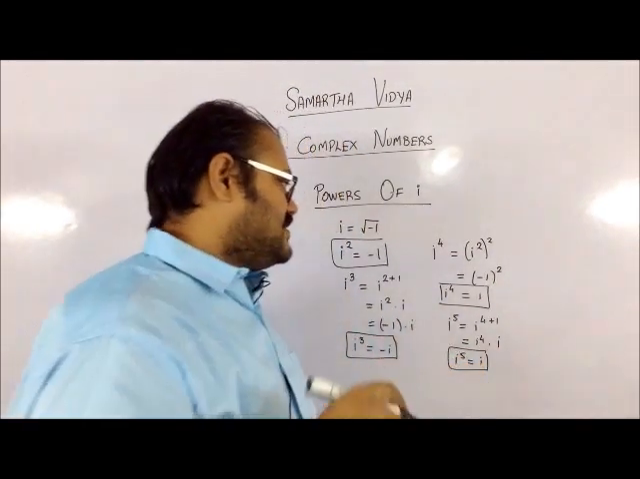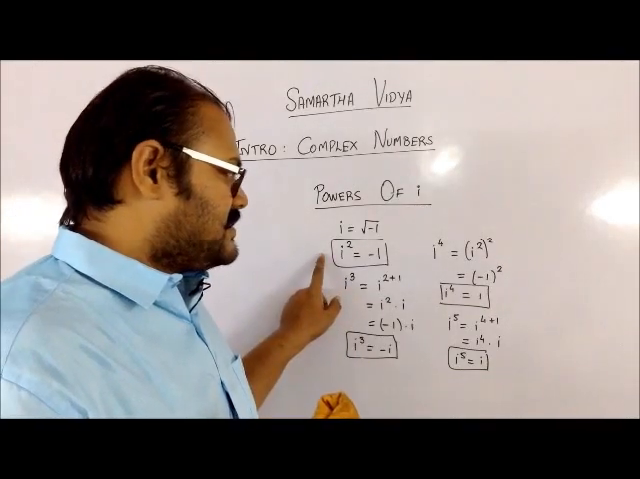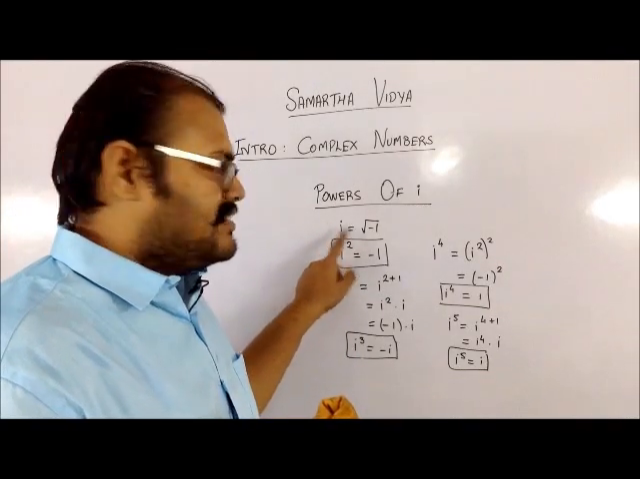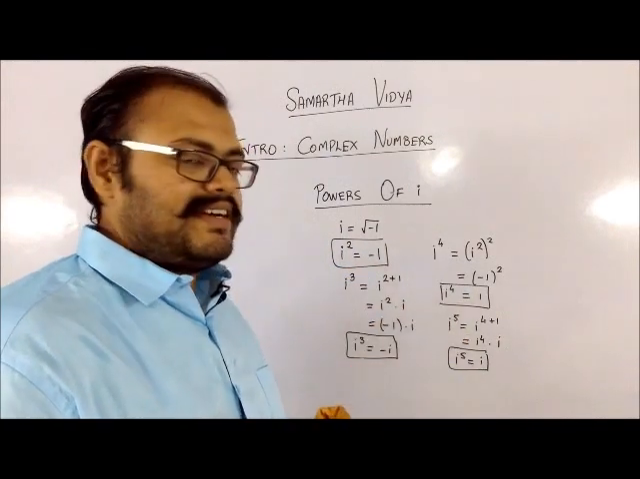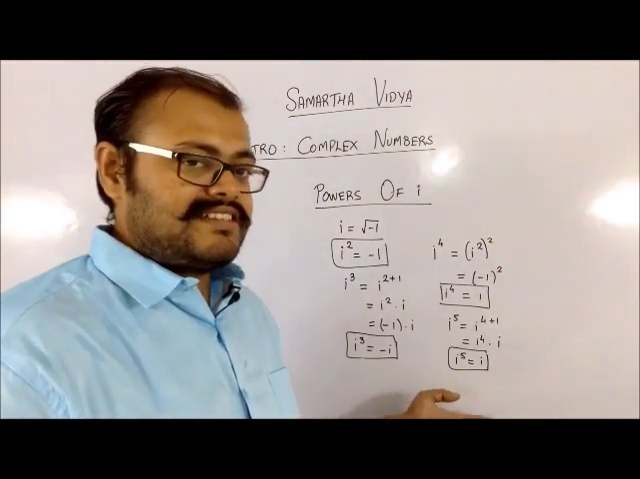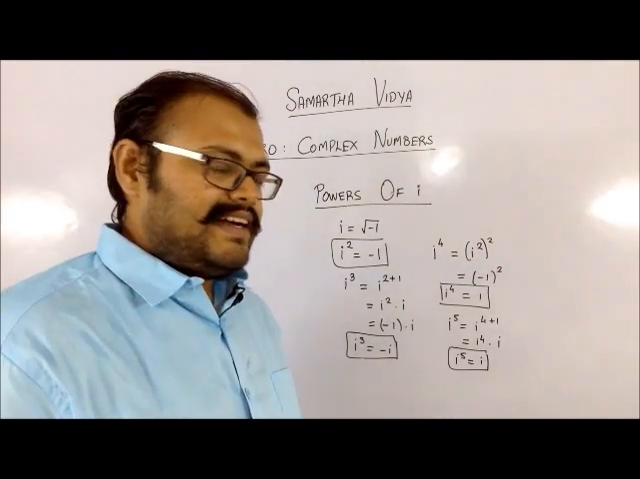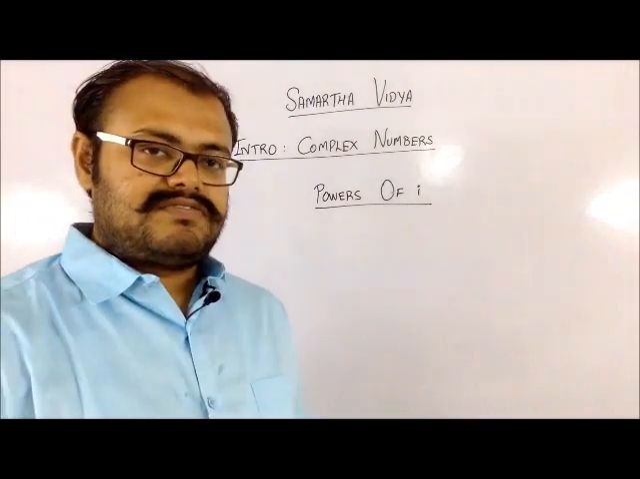So what you observe here is that my powers of i basically are repeating themselves. First we had i, then we had -1, then -i, 1, and again I am getting an i. So it becomes a cyclic order. If you try to find i raised to 6, i raised to 7, i raised to 8, it keeps on repeating itself.